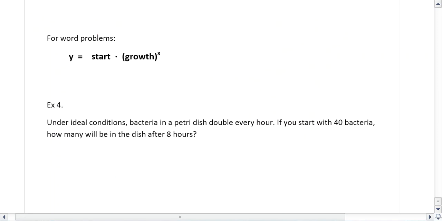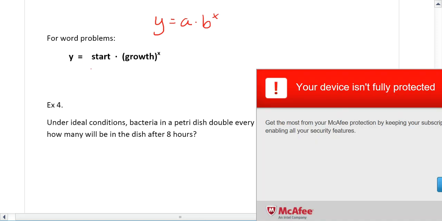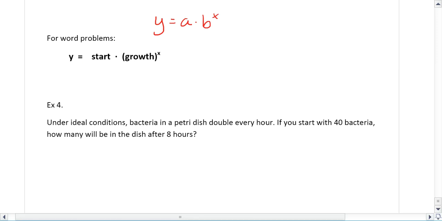We're going to do more of this in section 6, but let's just get a little started with how we're going to use this in word problems. Yes, we wrote above this that it's a times b to the x, where a is the intercept and b is the growth. So what I did here, instead of writing a and b, I just put it in words. I like to say y equals start times growth to the x. And this helps us with word problems because if we can figure out what number in the word problem is the start and what number is the growth, we can plug that into the right place.